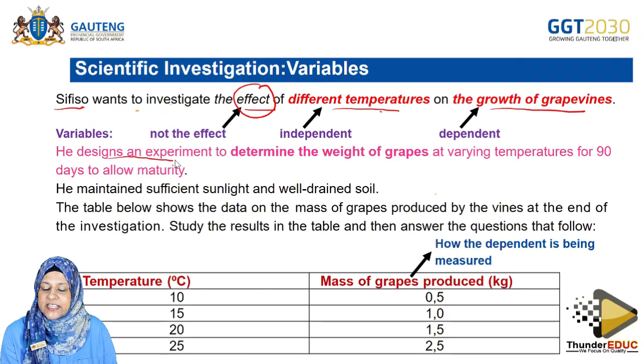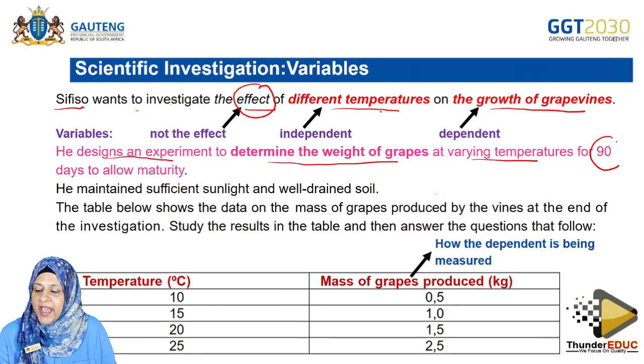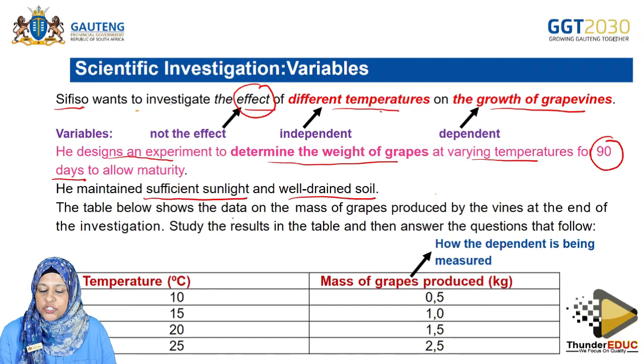So he designs an experiment to determine the weight of the grapes at varying temperatures for 90 days to allow for maturity. Remember, the exam question paper is yours. Circle all your numbers. He maintained sufficient sunlight and well-drained soil. The table below shows the data on the mass of the grapes produced by the vines at the end of the investigation. Study the results and answer the questions that follow. Now, this is also a data response question where you are responding to data.